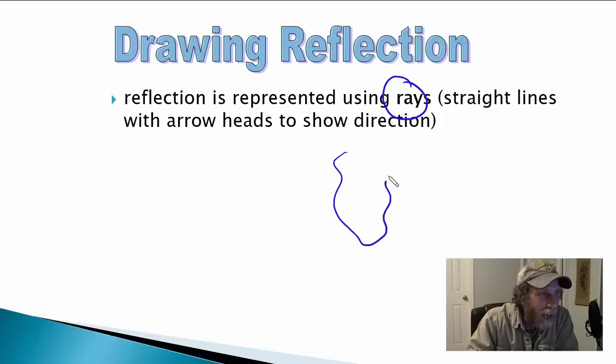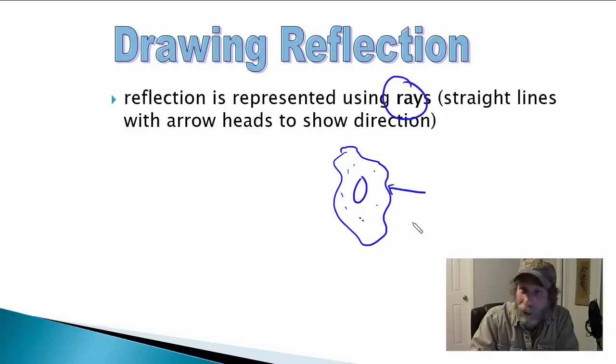This is why I've said to my classes before that when you're drawing, let's say, a biological specimen, like a cheek cell, and you want to indicate something like the cell membrane, you don't use an arrow, because arrows tend to represent directions.